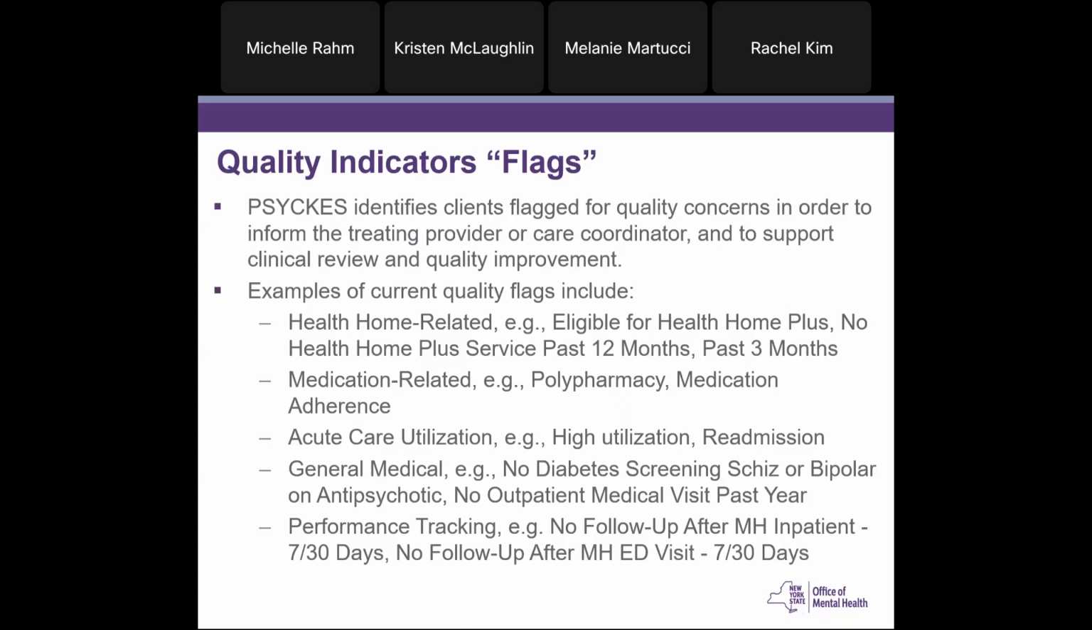Then we have our acute care utilization or hospital-related flags. One of which is our high utilization indicator set, and that looks at clients who have had multiple hospitalizations within the past 13 months. And then readmissions flags look at clients that might be cycling in and out of hospitals. Then we have general medical. A couple of examples of these types of flags would be no diabetes screening with schizophrenia or bipolar on an antipsychotic, or if a client has had no outpatient medical visit in the past year, they would be flagged for that as well.